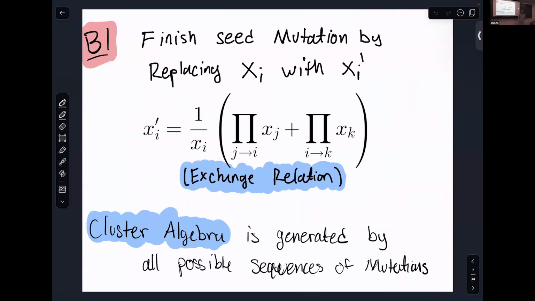The second part of this, the seed mutation, was replacing the variable. We get a new variable at the node we mutated at, and this new variable is related to the old variables by this exchange relation. The new variable satisfies: it's 1 over the old variable times this binomial, which is the product of all the variables coming in plus the product of all the variables going out. We call that the exchange relation. So the way we make the cluster algebra is we start with our favorite seed. We do all possible sequences of mutations, writing down all the new cluster variables we get, and look at the algebra generated by them.